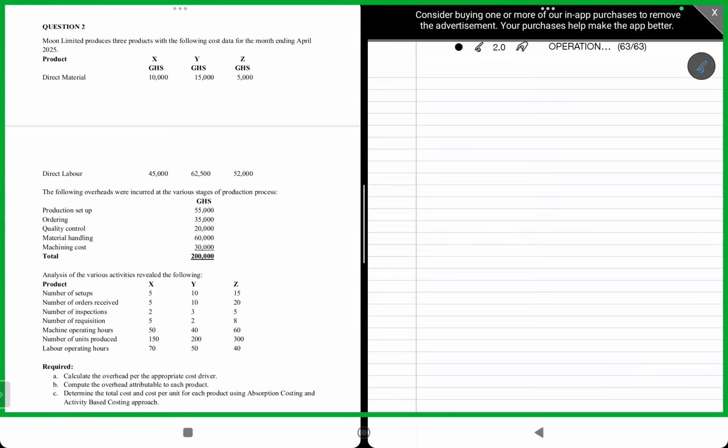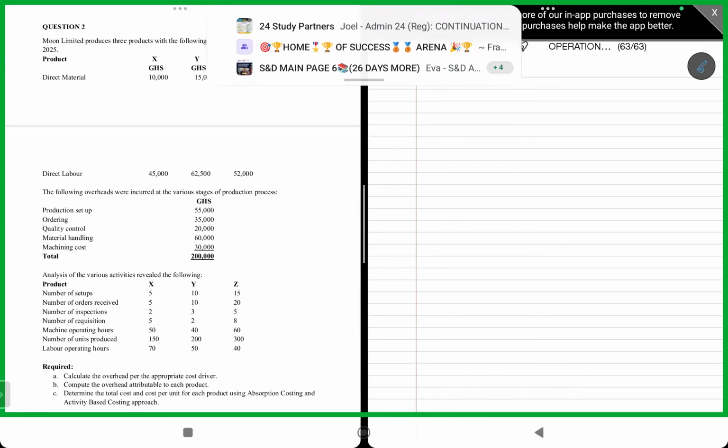All right, let's start. Read question 2. When a question is placed before you, what do you first do? Quick, quick. When a question is placed before you, what do you first do? You read the required. Be quick, but you read the name of the company. Moon Limited.